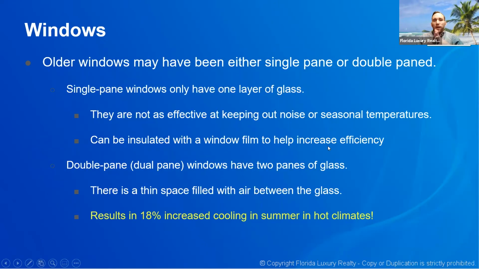So while other windows may be single paned or older windows may be single paned or double paned. Pane just refers to the number of panes of glass in that window. So single pane windows, as the name would suggest, only have one pane of glass, one layer of glass. They are not as effective at keeping out noise or seasonal temperatures, but they can be insulated with a window film to help maximize their efficiency. Now, in Florida, homes that were built before probably 1980-ish are probably going to be single pane.